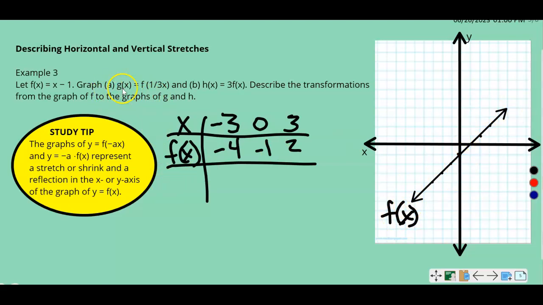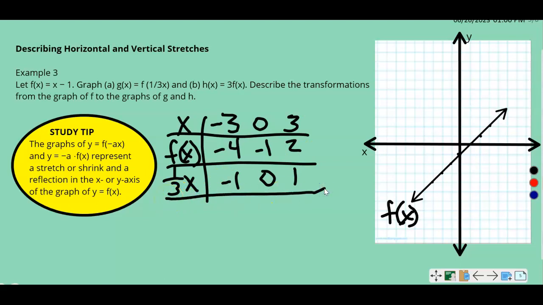All right, so now we need to graph g of x. G of x says it equals f of 1/3 x. So first thing we need to do is find 1/3 of x, and then we need to plug that in to find f of 1/3 of x. So first let's look at what is 1/3 of x. So 1/3 of -3 would be -1. 1/3 of 0 and 1/3 of 3. All right, so that gives us our 1/3 of x.